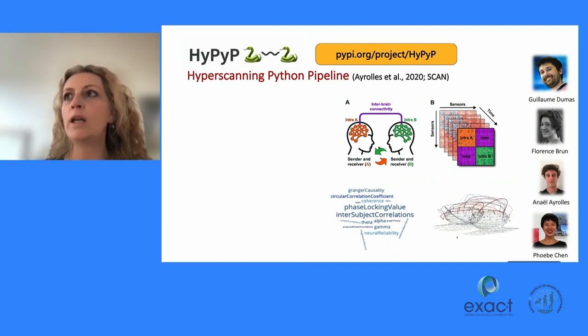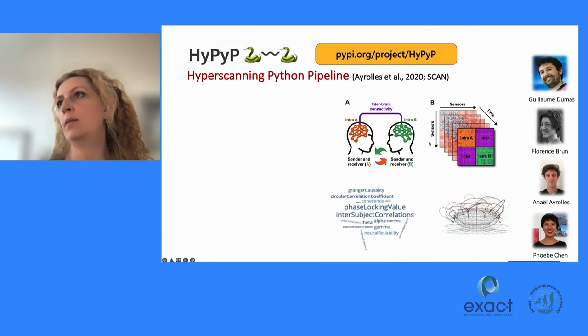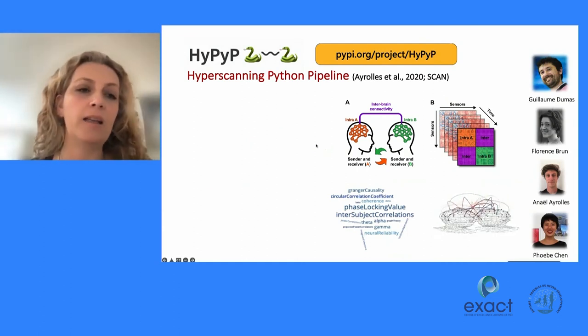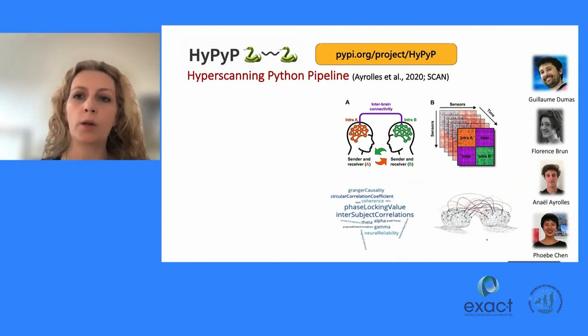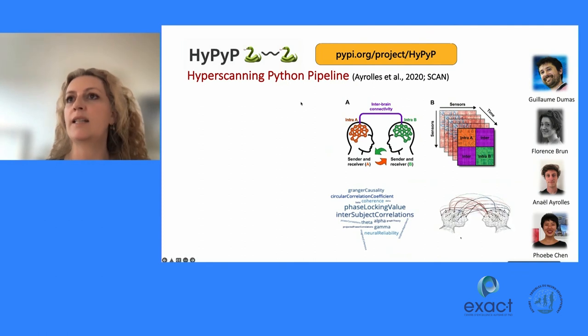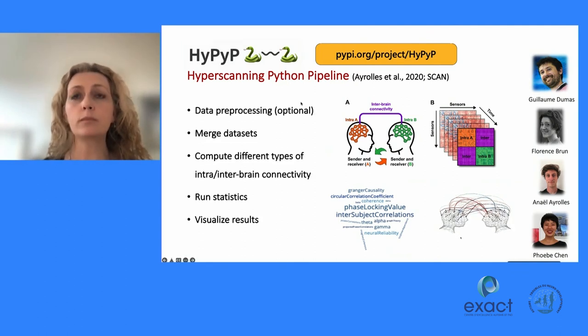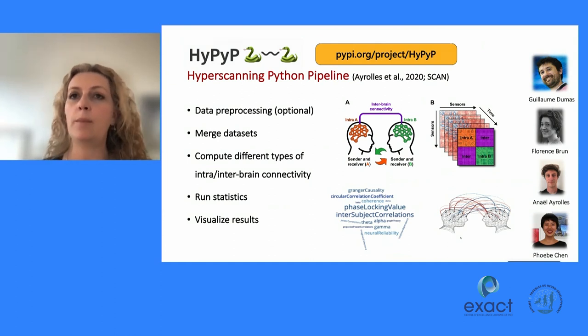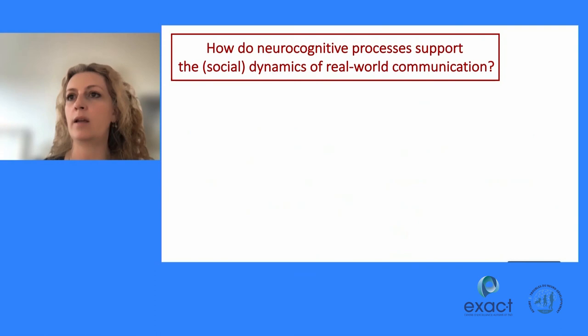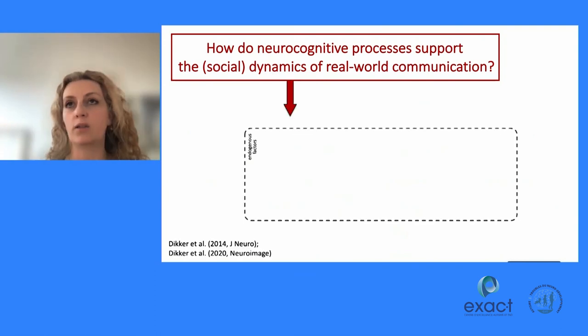So we have developed, and this is spearheaded by Guillaume Dumas, who's not only a major pioneer in the field of hyperscanning, he's also a really fantastic researcher in autism, a pipeline that includes pre-processing, but crucially also allows you to compute different types of intra- and interbrain connectivity metrics that you can then choose to have hypotheses about how they relate to your social behavior and the factors that drive synchrony.